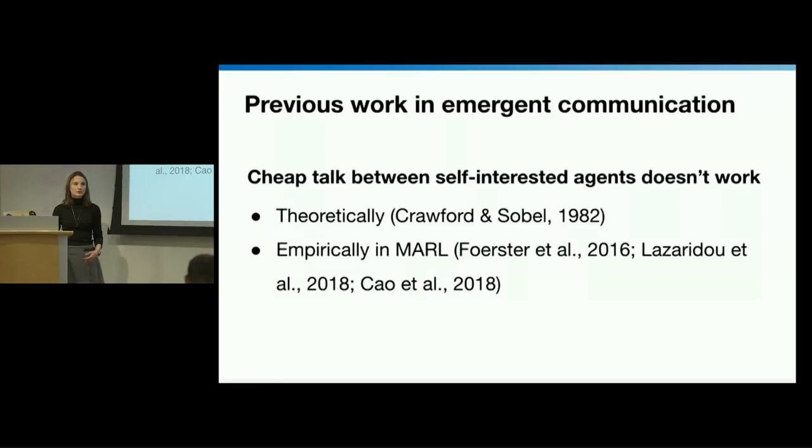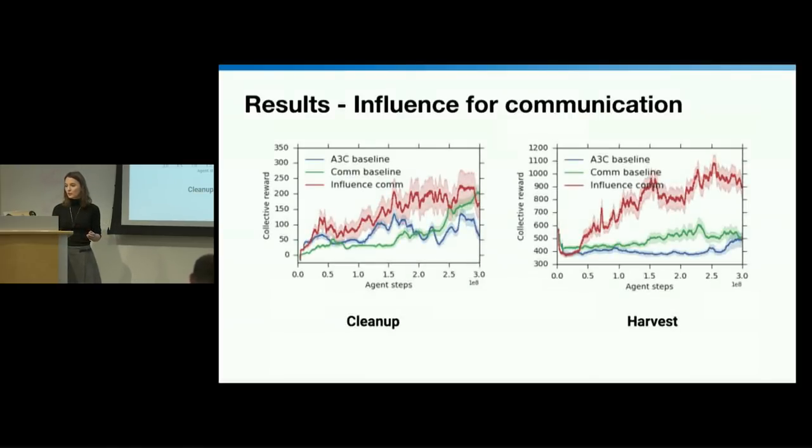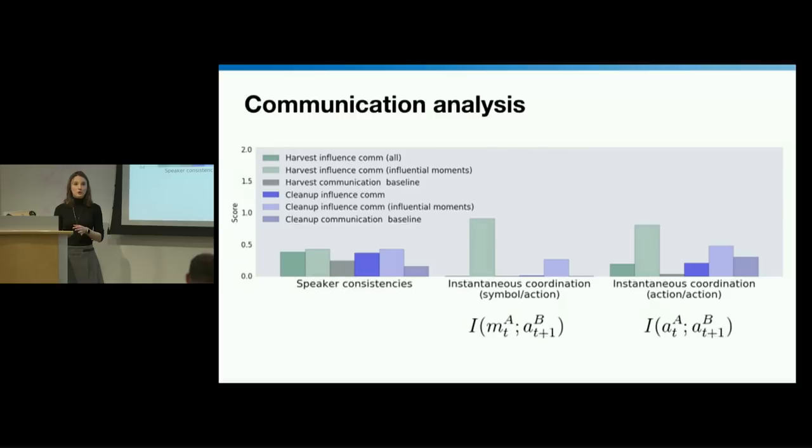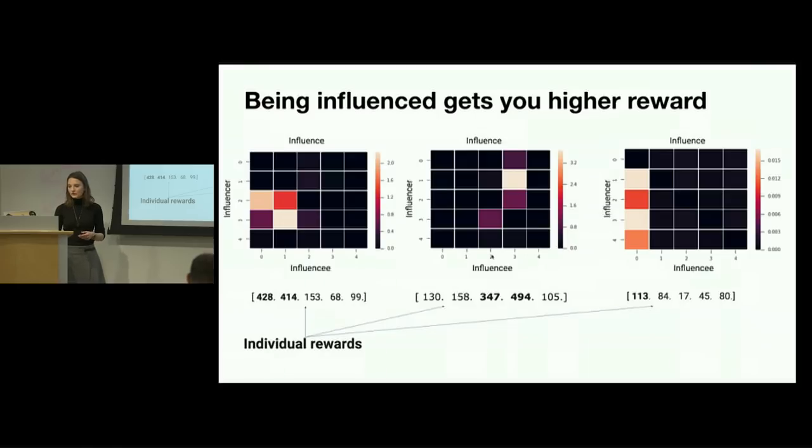This prior approach to having agents have a cheap talk communication channel doesn't really work. Often they don't learn to use it effectively. But we see that when we reward them for having influential communication, they not only get better scores at cooperating, they have more meaningful communication protocols where the mutual information is higher.